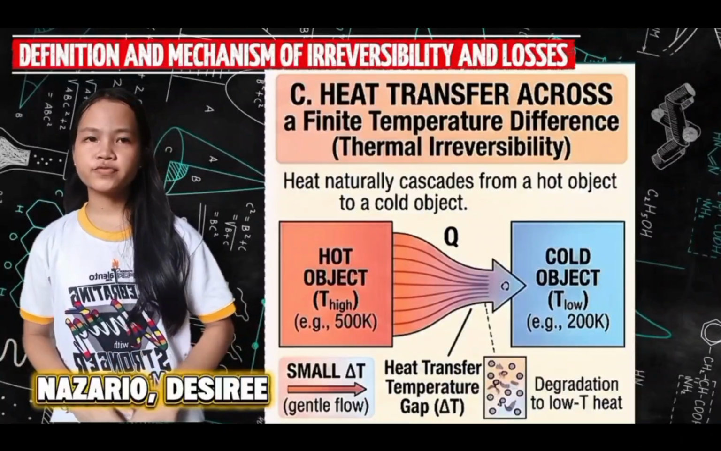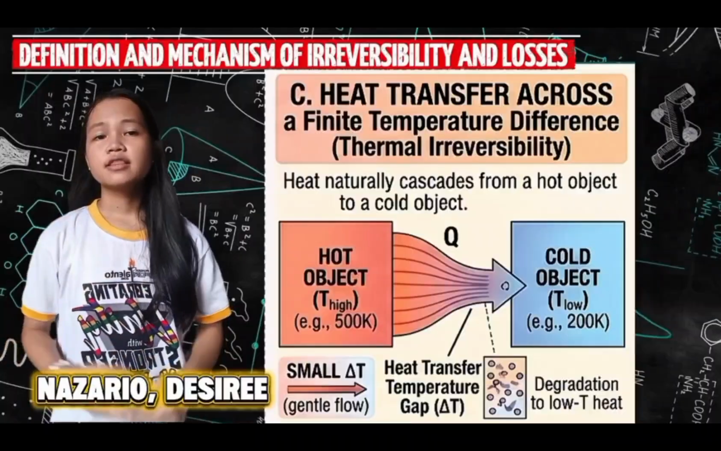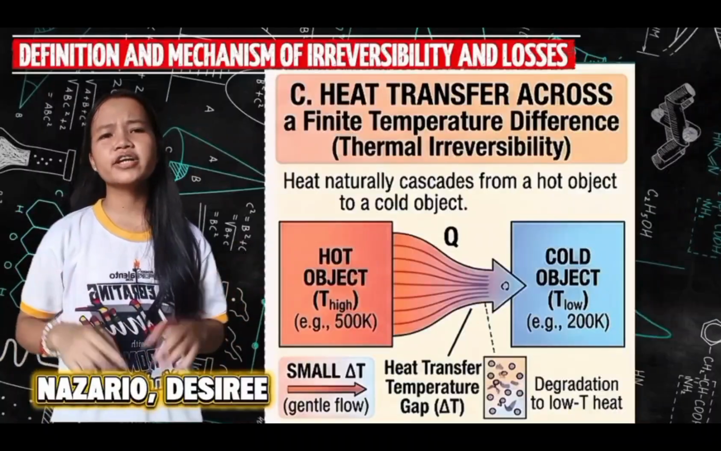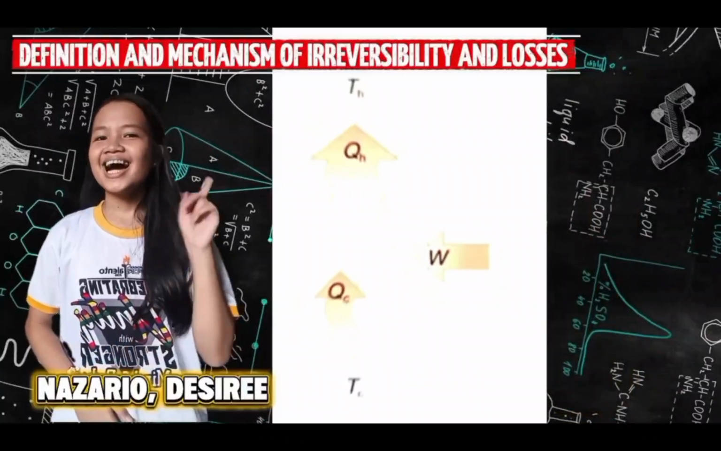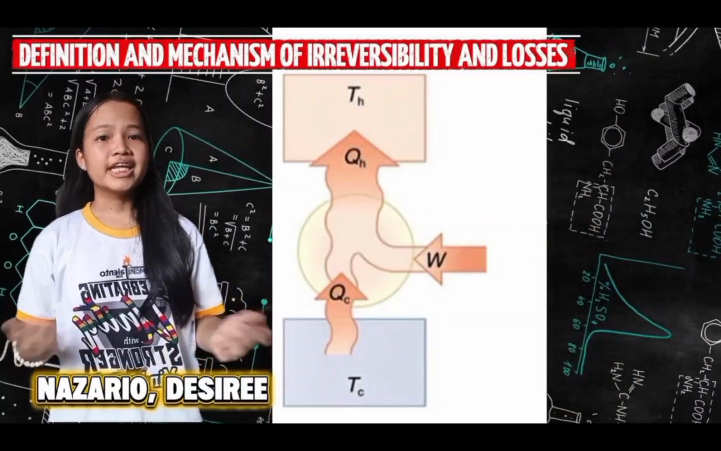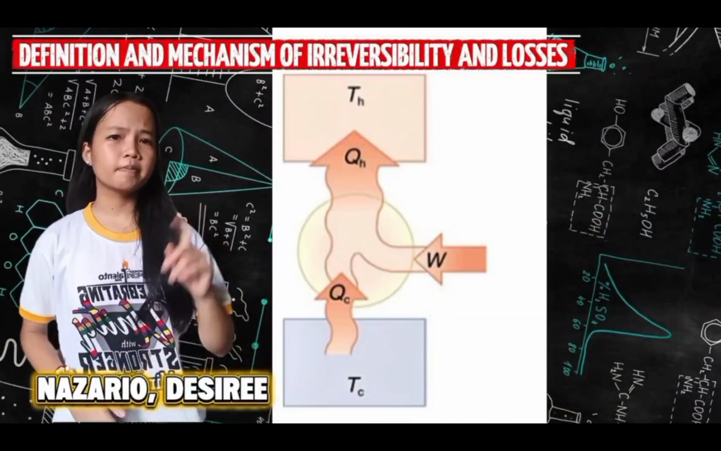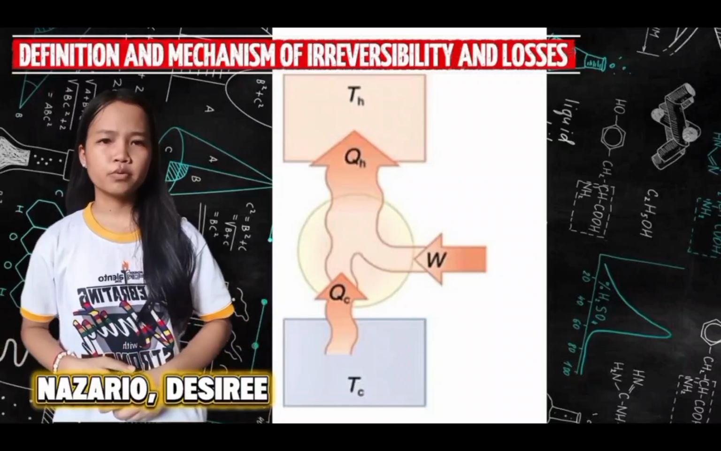Heat naturally flows from a hot object to a cold object. The larger the temperature gap, the more violently and destructively the energy flows at a microscopic level. As the diagram illustrates, when heat flows into an engine from a high temperature, we can extract some useful work.